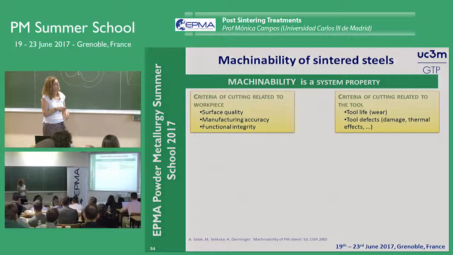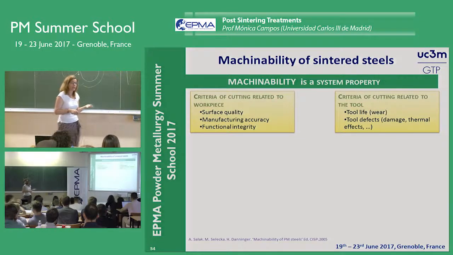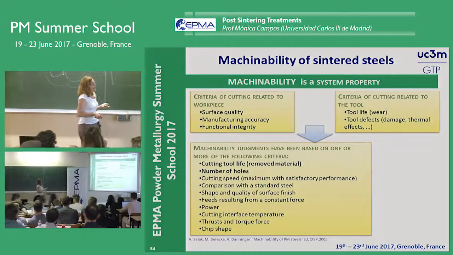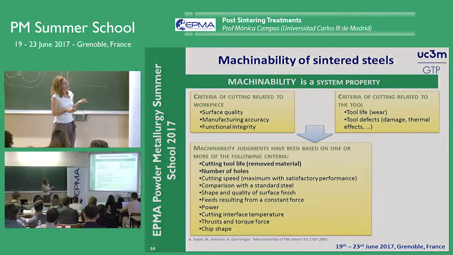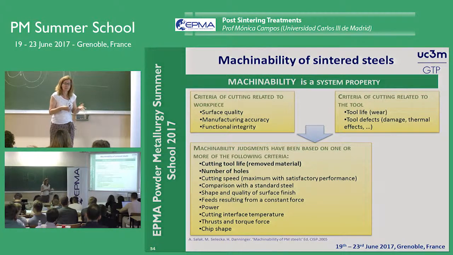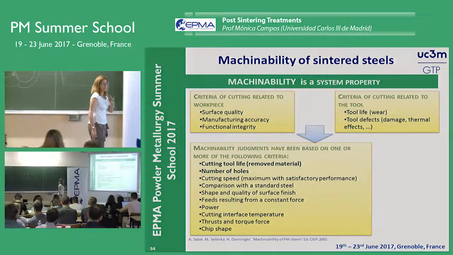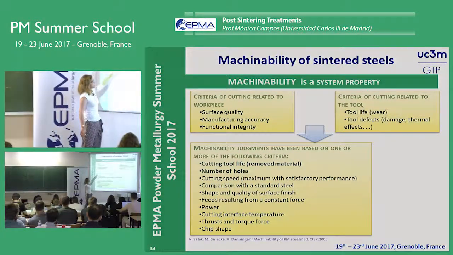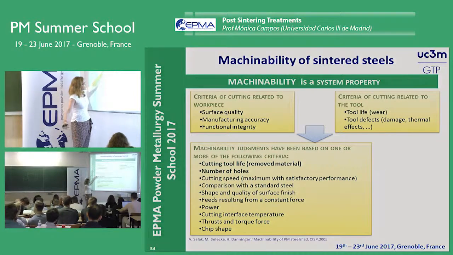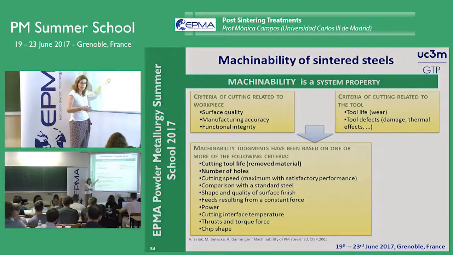If we need to judge if our component is easy or not to machine, we need to account for different criteria. We can take into account the criteria for the cutting, the workpiece, like the surface quality, the manufacturing accuracy, and so on, the tool life, the tool wear, how long we can use the same tool. And then, based on this, we can say if it's easy or not, taking into account at least 2 items of this list. The cutting tool life, or the number of holes, or the cutting speed, or if we compare with the standard steel, if it's easy or not, depending on this comparison.